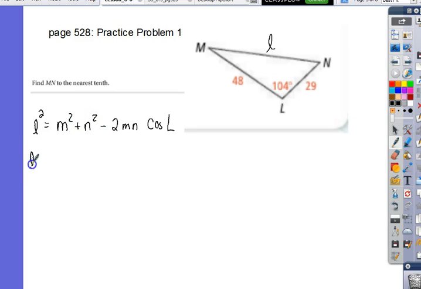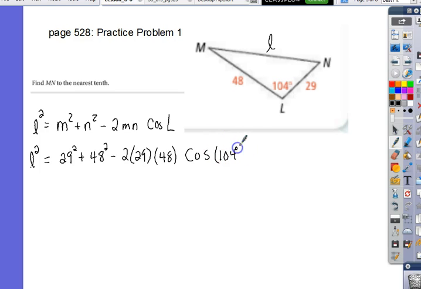So L squared will equal, M was 29 squared, but you could have put 48 first. N is 48, but you could have put 29 second. Minus 2 times 29 times 48. And then the angle that you're taking the cosine of is the 104 degree angle. So that's plugging in all the numbers.